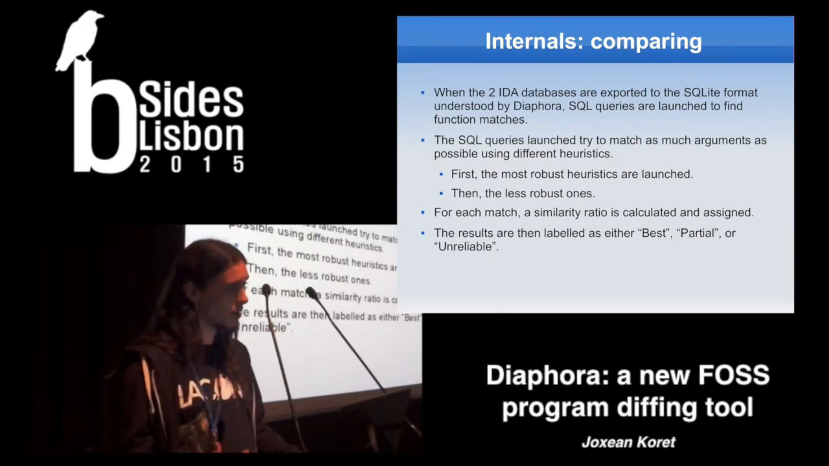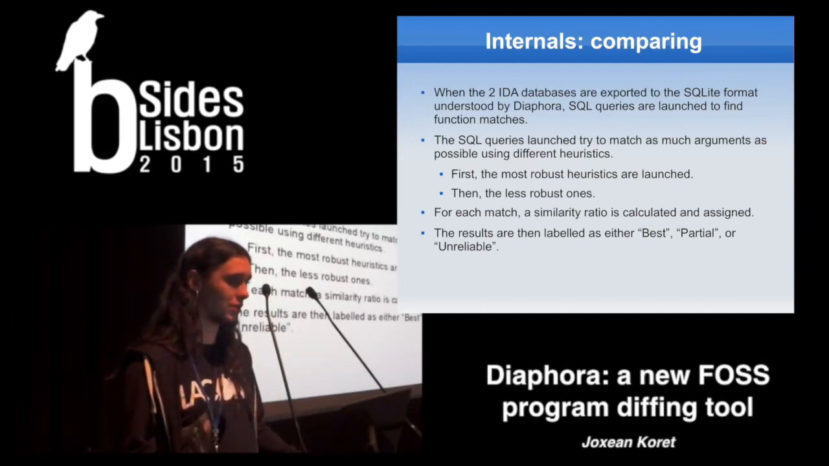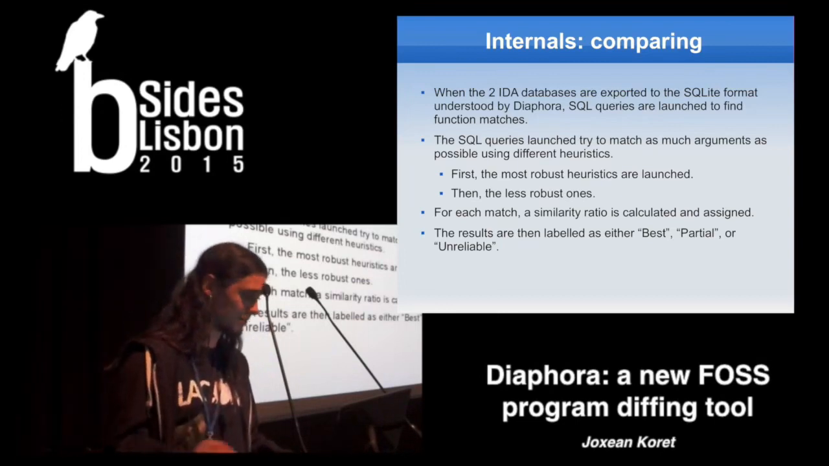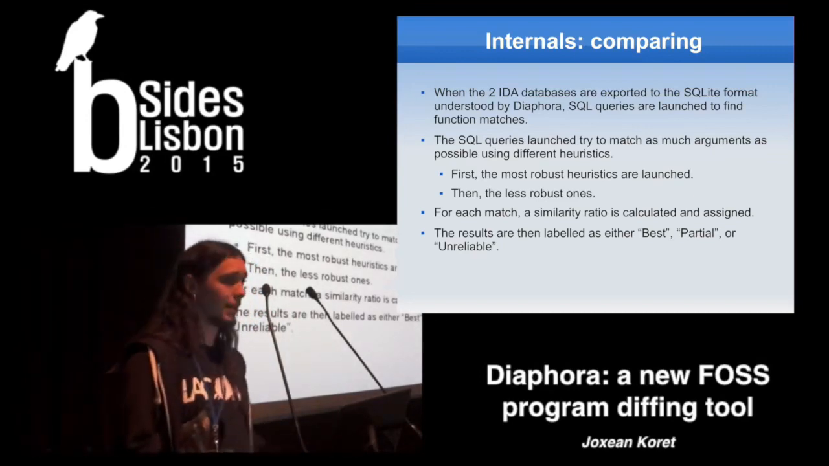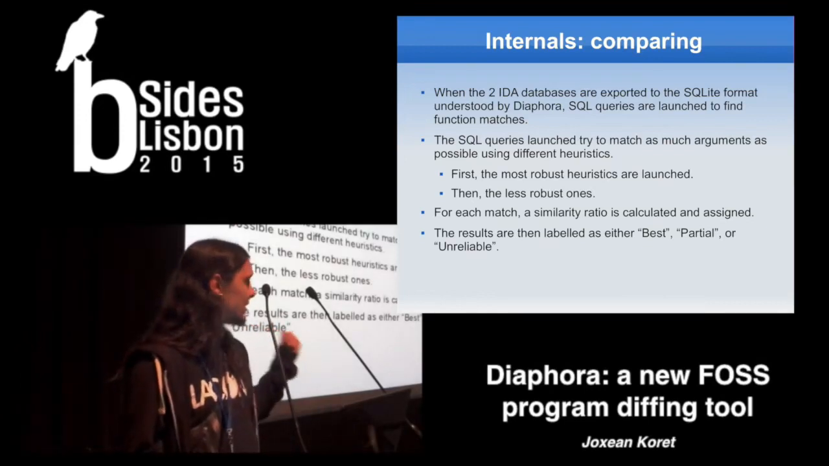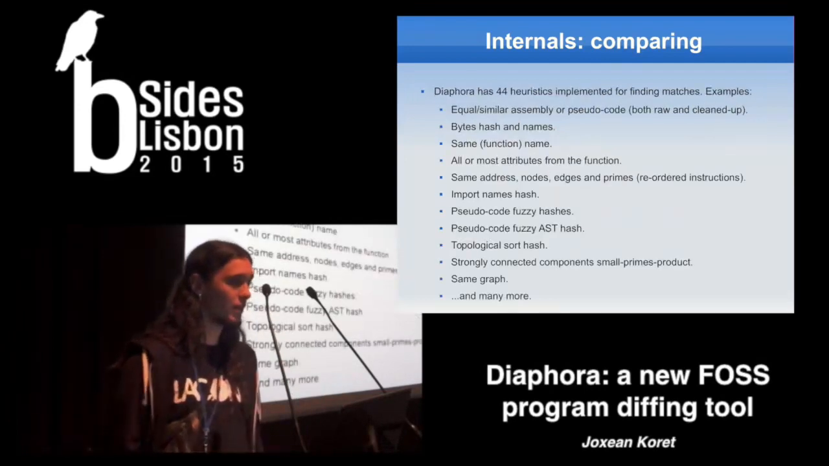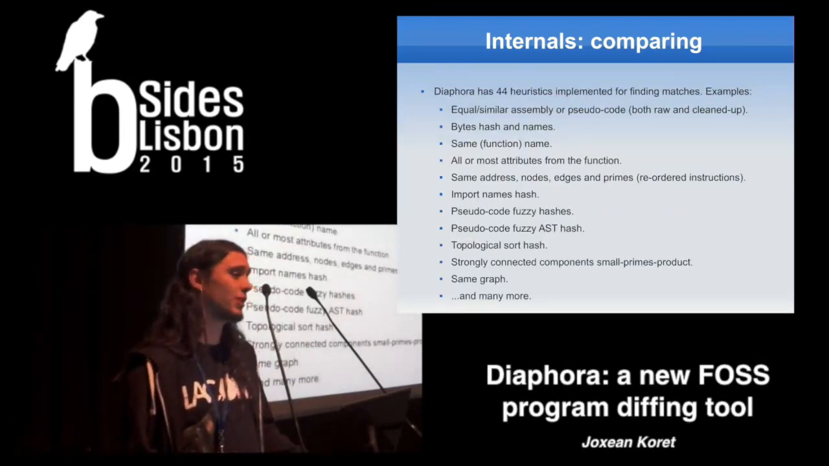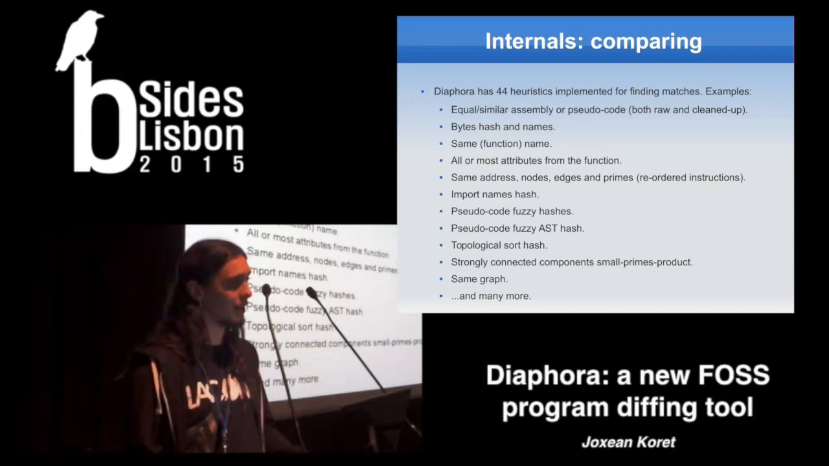First, the most robust ones, the heuristics that are not likely to cause a big number of false positives, and then the less robust ones, the ones that are going to cause a lot of false positives. Then, for each match, a similarity ratio is calculated and assigned. And finally, the results are simply labeled and grouped as either best, partial, or unreliable. Okay, as of today, Diaphora has 44 heuristics implemented for finding matches between two different databases.